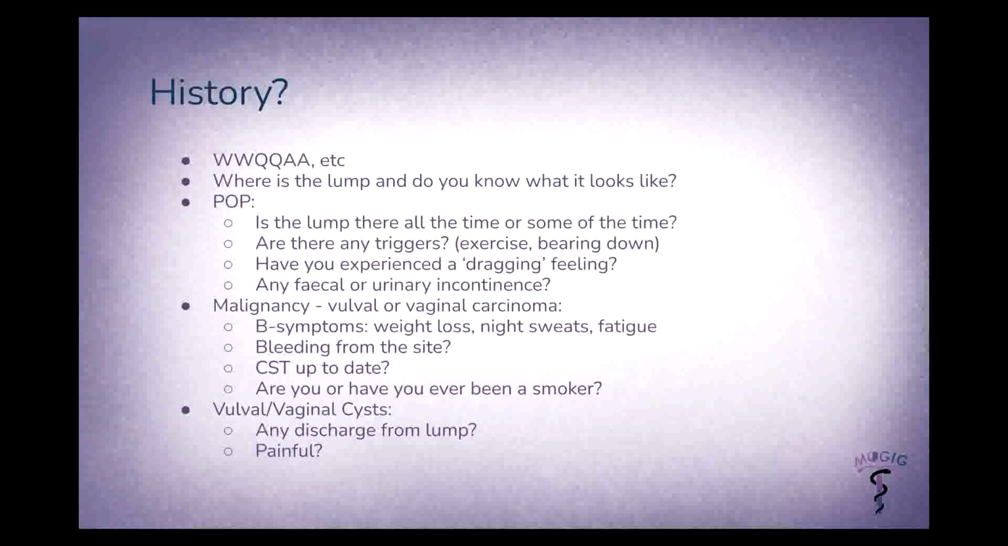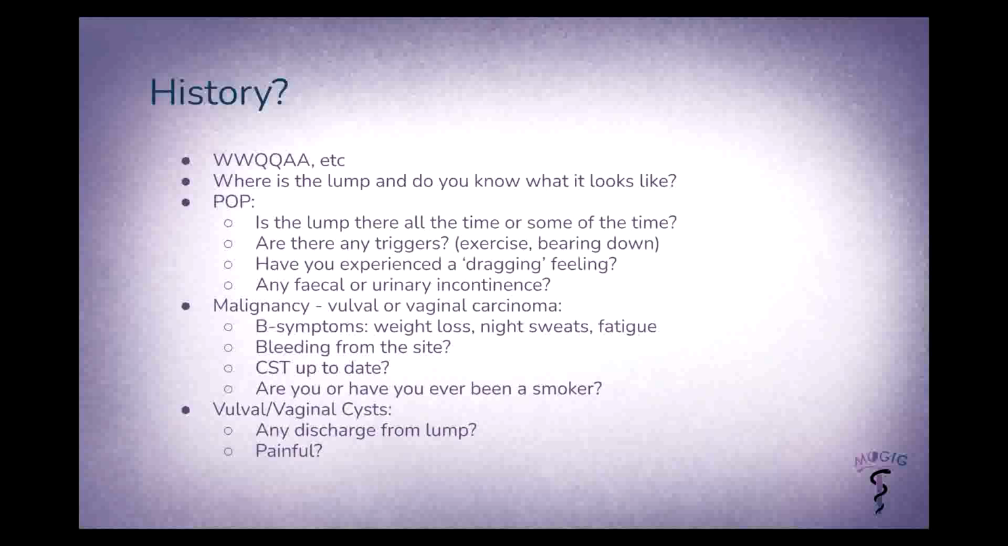The other thing which is important to ask about in prolapse is if there's any fecal or urinary incontinence. In these instances, it can indicate that part of the bladder, known as a cystocele, might be moving into and prolapsing down into the vagina, or for fecal incontinence, it might be a component of the intestine that's prolapsing into the vagina. We also see commonly with prolapse that exercise, bearing down, sneezing, coughing can exacerbate or make the lump feel bigger.